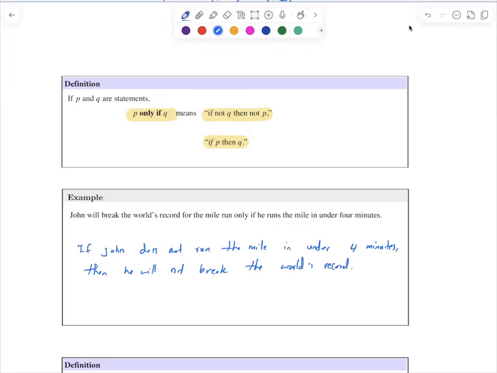Or you can write it this way. If John breaks the world's record, then he will run the mile in under 4 minutes.